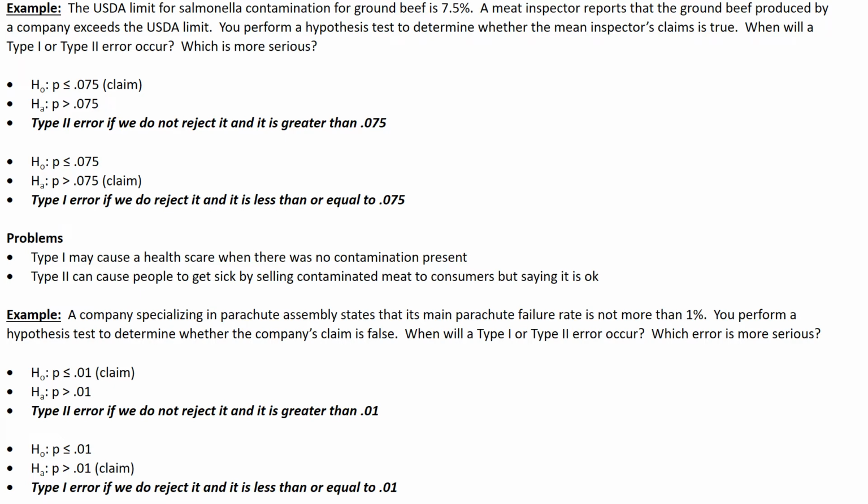The claim is that it's greater than 0.075. Alternate is 0.075, and the null hypothesis is less than or equal to 7.5%, and we don't reject it where the actual value was greater. Now people could get poisoned.